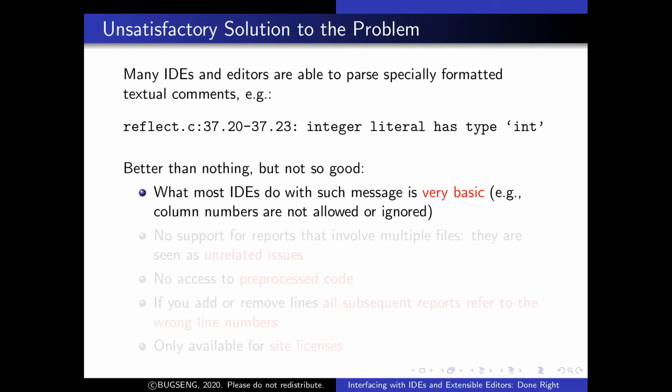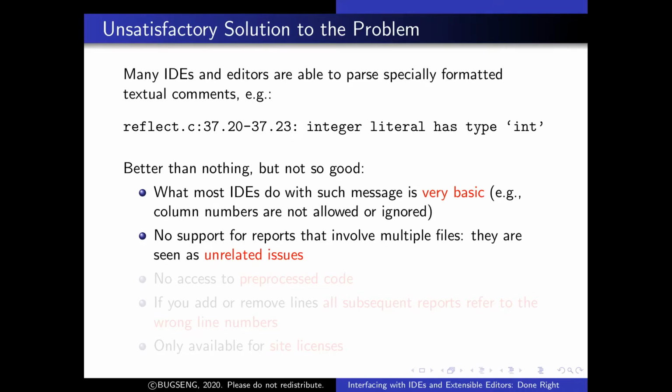So this is better than nothing, but it's not so good. Why? Because most IDEs do with this message very, very basic things. So very often the column numbers are not even allowed, or they are simply ignored. So they point you to the line and you have to guess where exactly in the line the thing you're looking for is. There is no support for reports that involve multiple files or multiple areas.